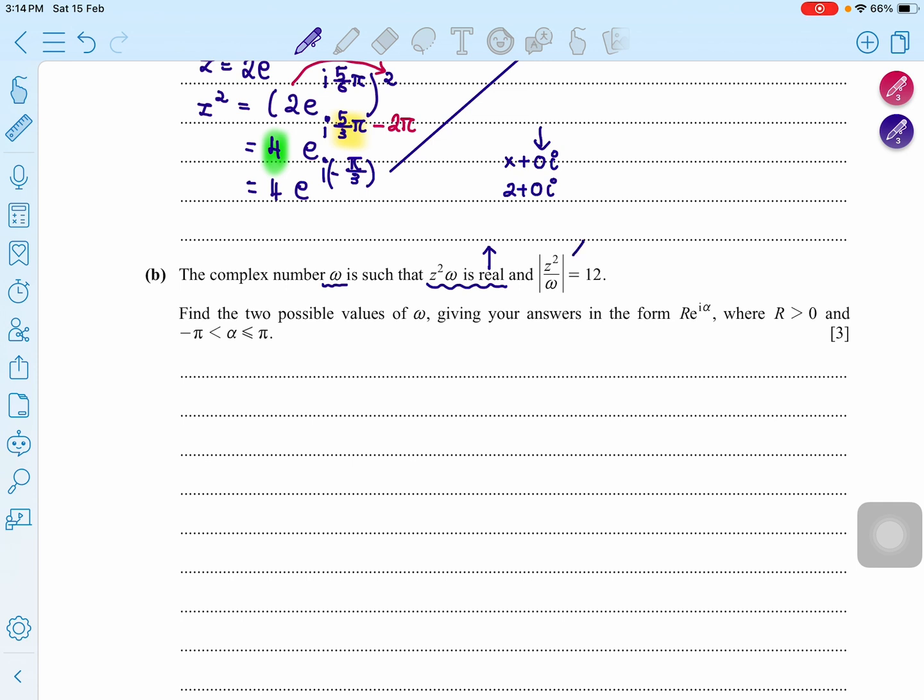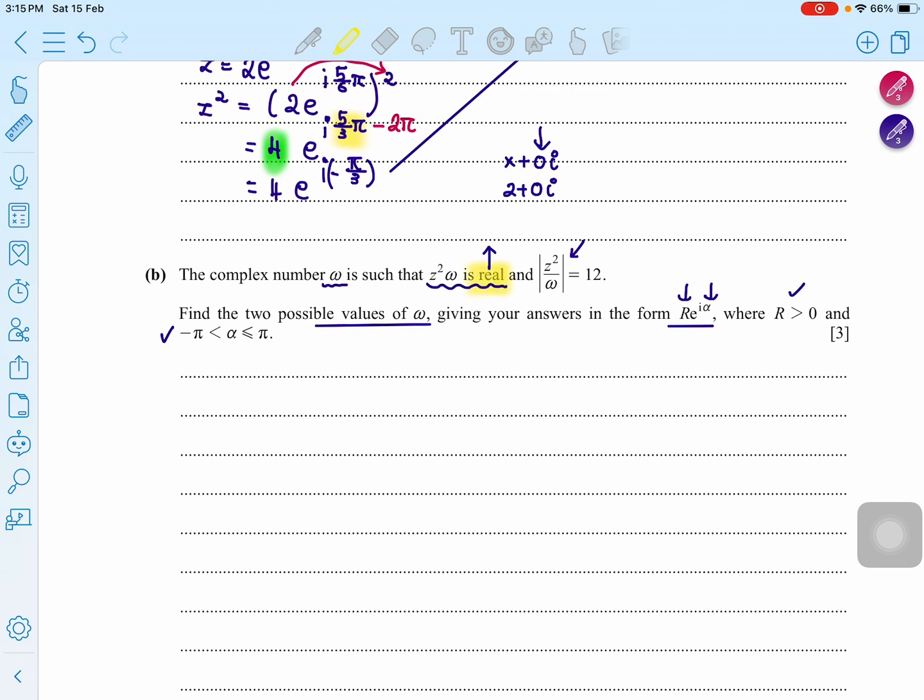Now they are telling us the length of this complex number, z squared divided by omega, is actually equal to 12. I have to find the two possible values of omega where my answer needs to be also in the Euler form or the exponential format. I need to find the length and I need to find the angle. And the same condition applies for my alpha and the r as part A. So how do you do it? There is a complex way of doing it and there is also an easy way of doing it. First, let's look at the easy way. So in order to understand the easy way, you must first understand what is real.